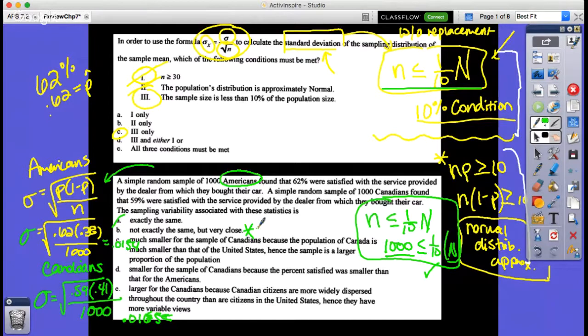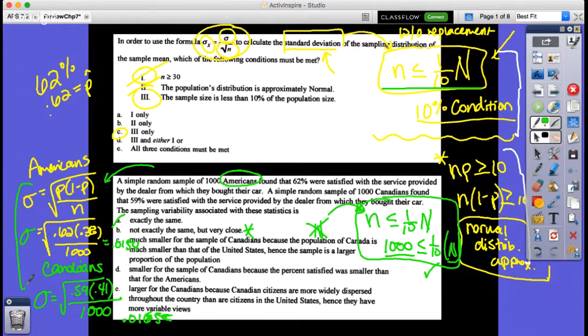Number 3 says much smaller for the sample of Canadians because the population of Canada is much smaller than that of the United States. Well, the population, big N, has, I mean, yes, it is used for my 10% condition, but if you look over here, big N has nothing to do with my standard deviation. So just a heads up.